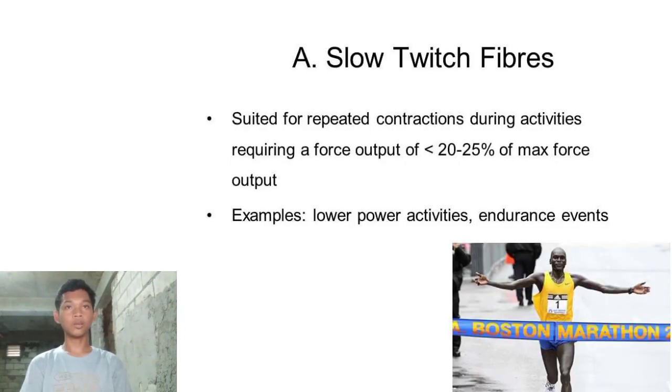Slow twitch muscle fibers. Slow twitch muscle fibers are fatigue resistant and focus on sustained smaller movements and postural control. They contain more mitochondria and myoglobin and are aerobic in nature compared to fast twitch fibers. Slow twitch fibers are also sometimes called type 1 or red fibers because of their blood supply.